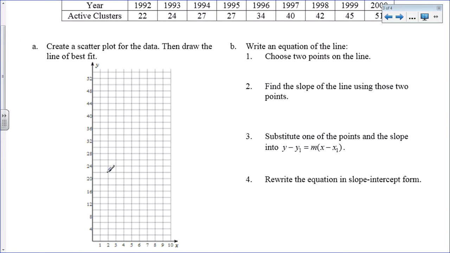We're going to go up to 22. 3, we're going to go up to 24. 4, we're going to go up to 27. 5 is still at 27. 6 is at 34. 7 is at 40. 8 is at 42. 9 is at 45. And 10 is at 51.